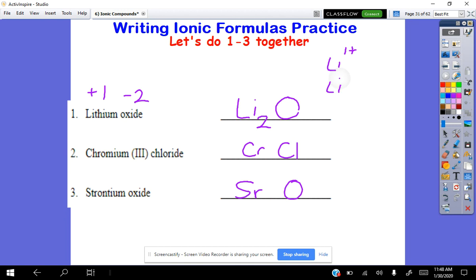If I go back and draw the ions for these, what this is really saying is I have two lithium ions, each with a +1 charge, and I've got one oxygen ion with a -2 charge. If I add those up, 1 + 1 plus a -2, it sure does balance out to 0. Now, this is not something I'm going to ask you to do, but it is a way to check your work if you need to check your work. All I need to see is your final formula.